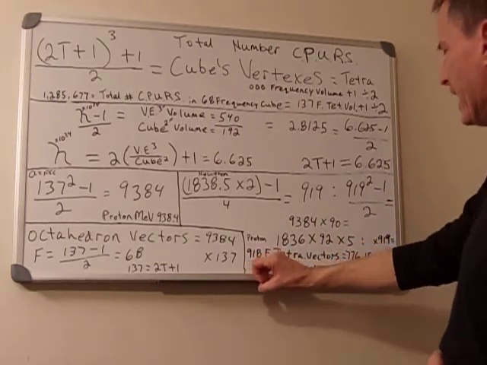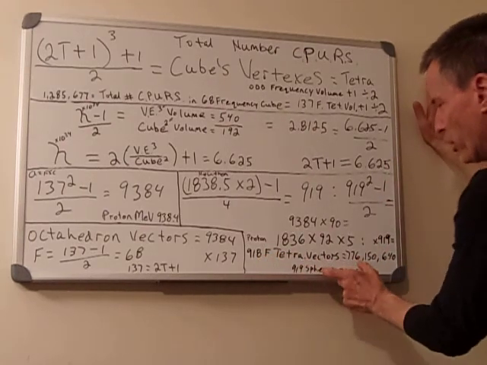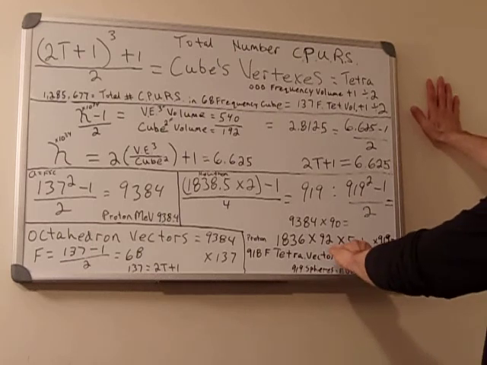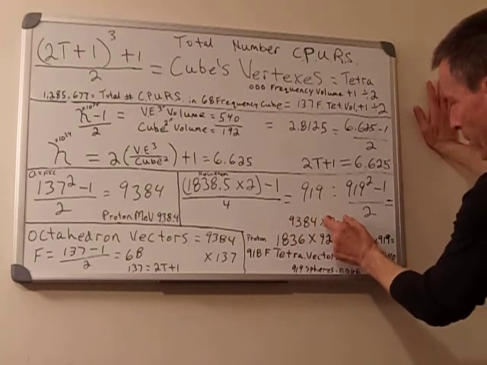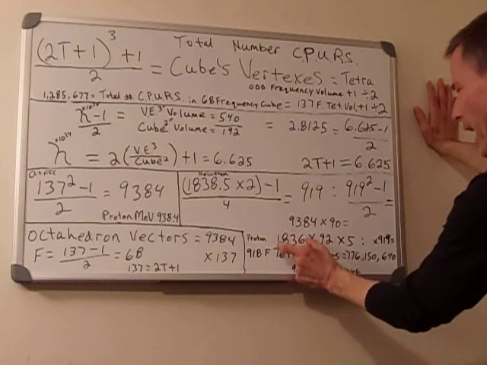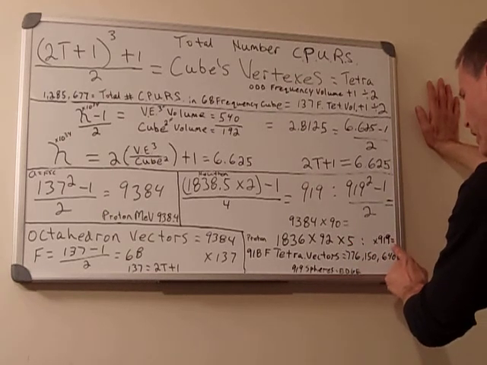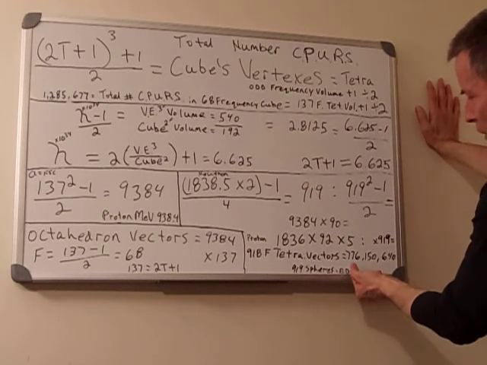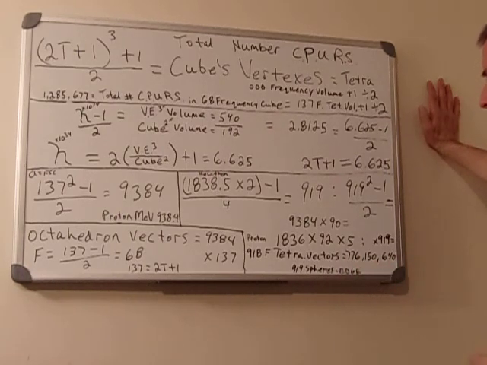So the 918 frequency tetrahedron, which has 919 spheres to its edge length, has a total number of vectors of 9,384 times 90 times 919, which is equal to 1,836 times 92 times 5 times 919, for a total of 776,150,640.